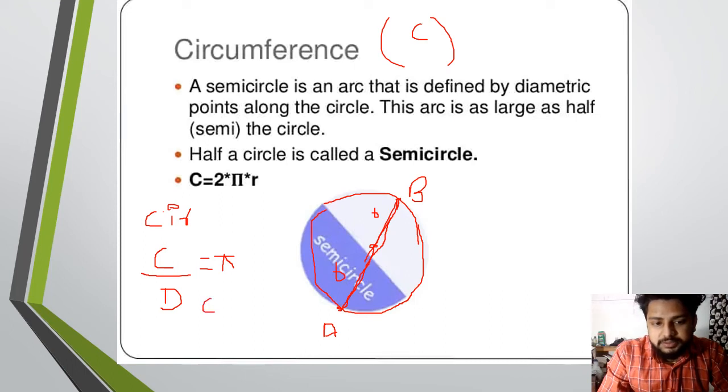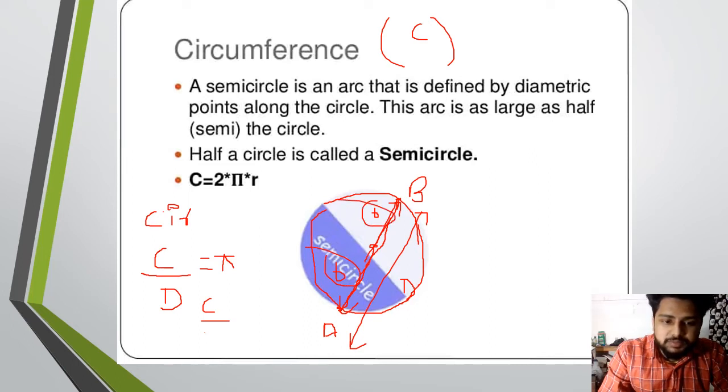Now what do we get? See the circumference: in place of this diameter, we get two radius. This distance from here to here is known as the diameter. Obviously it is equal to two radius, one radius here and one radius here, two radius. So we can put here two radius, which is equal to pi.